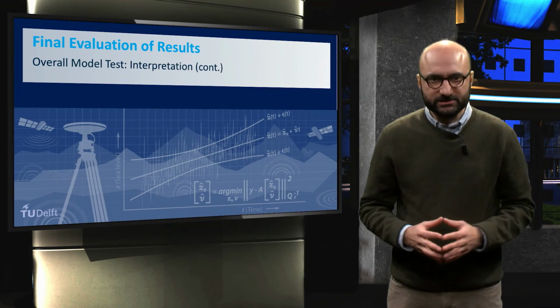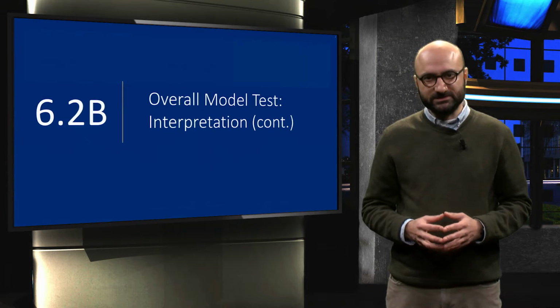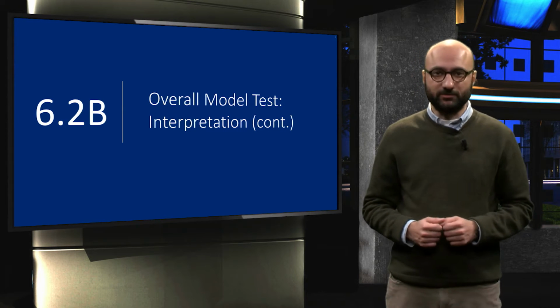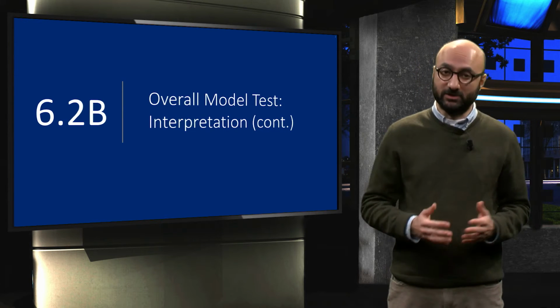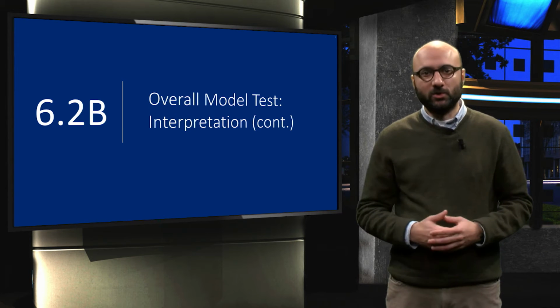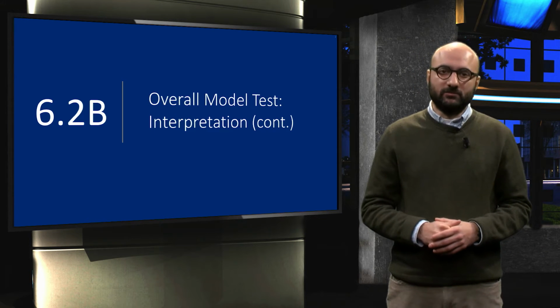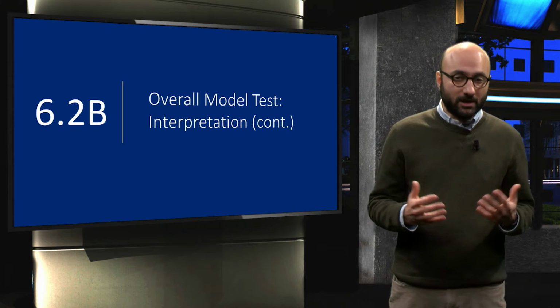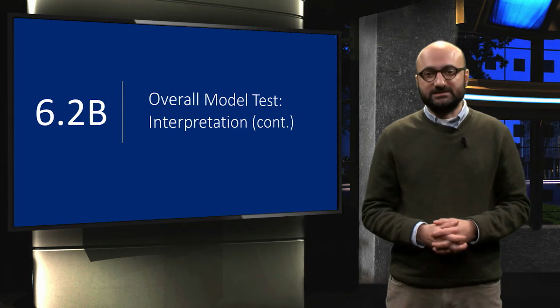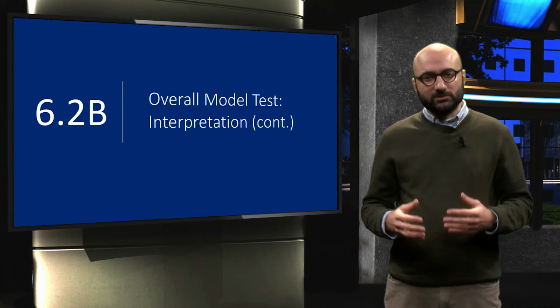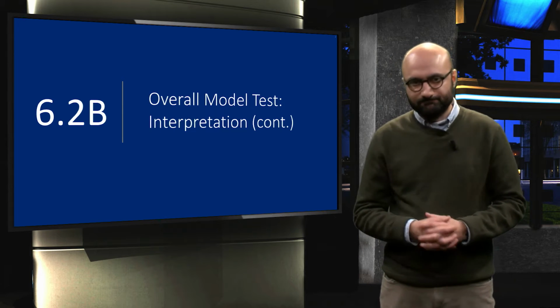Let's continue our discussion on the overall model test. We saw if the test is rejected, there is a problem in the mathematical model, either in observations, the functional model, or in the stochastic model. Now we look at a line fitting problem, or the sea-level example, and elaborate more on these three scenarios.